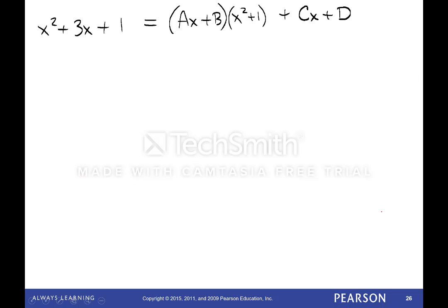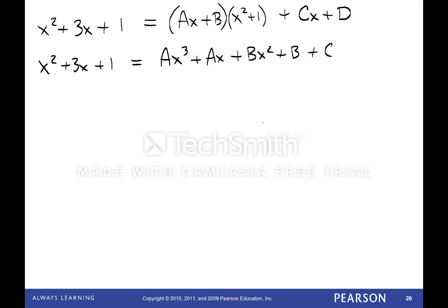All right, let me rewrite what we had on the previous slide here, because I'm running out of space. And let's FOIL stuff out. So ax plus b is FOILed out with x squared plus 1. How about ax to the third? As you multiply this way, ax times 1 is ax, b times x squared will be bx squared, and then b times 1 is b. So this would be a FOILing out of this area right here.